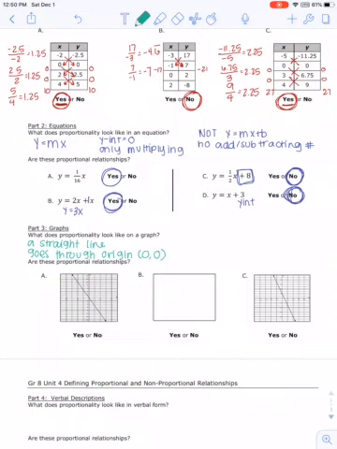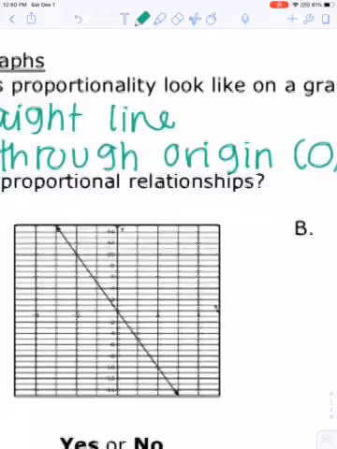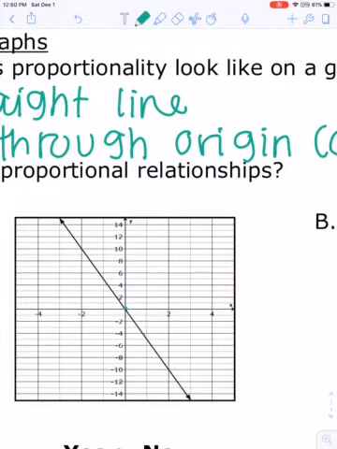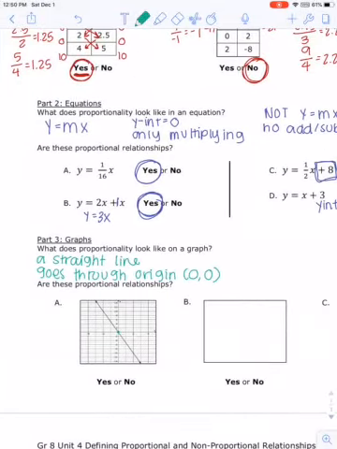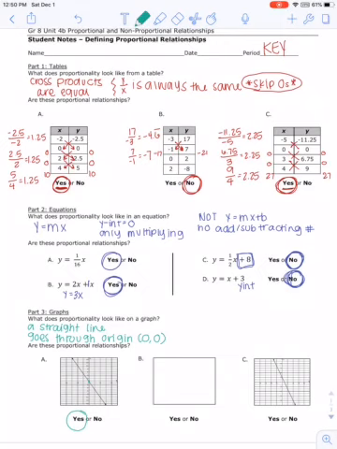So if I look at A, I know it's really small on your paper. I'm going to zoom in here. My y-intercept is at 0, 0, and it is a straight line. So we can say safely, yes, that is a proportional relationship.